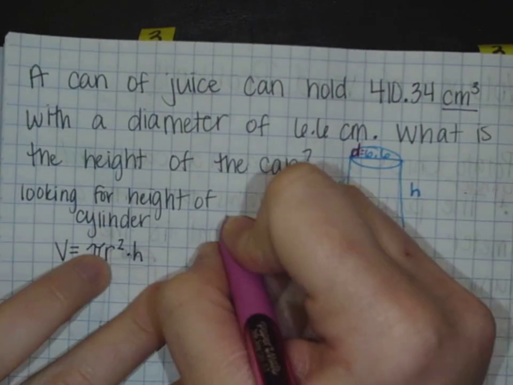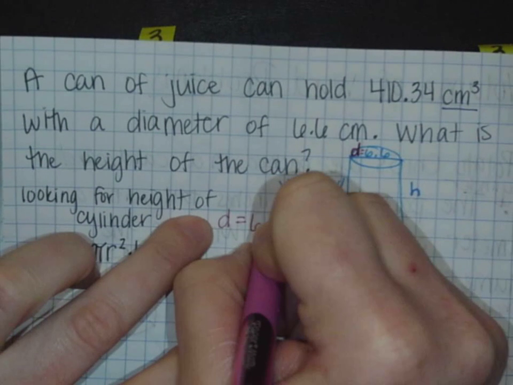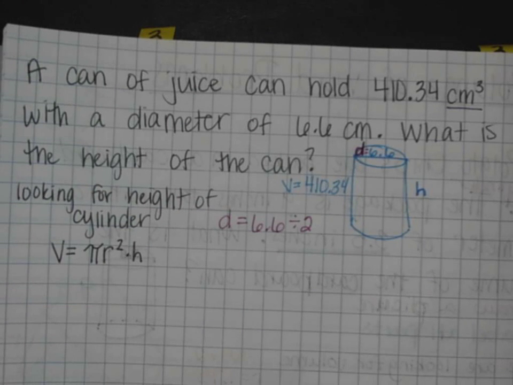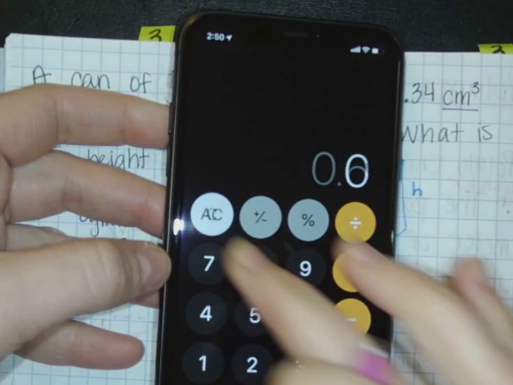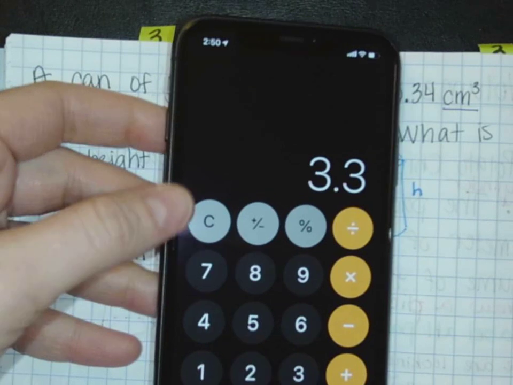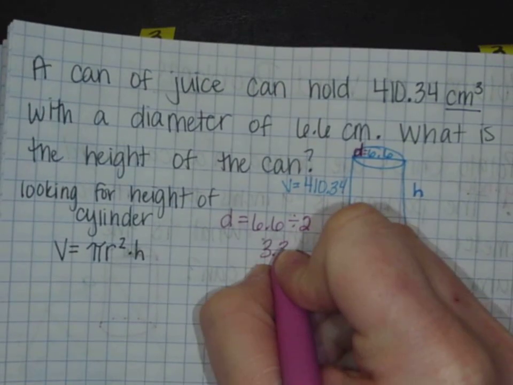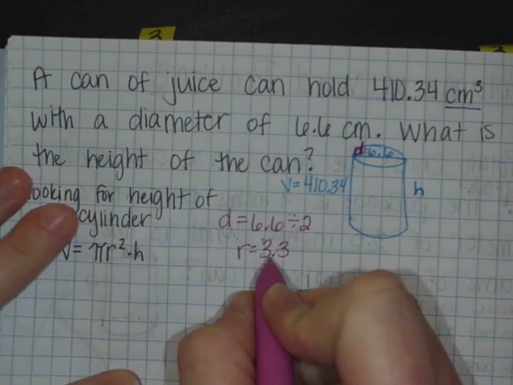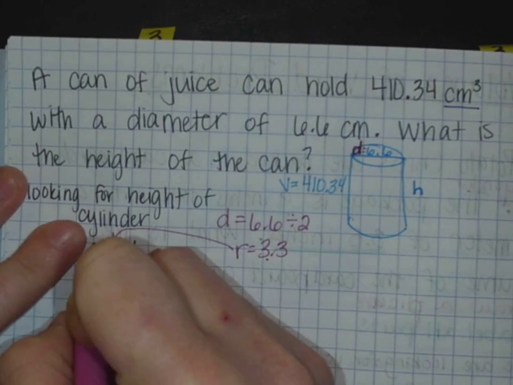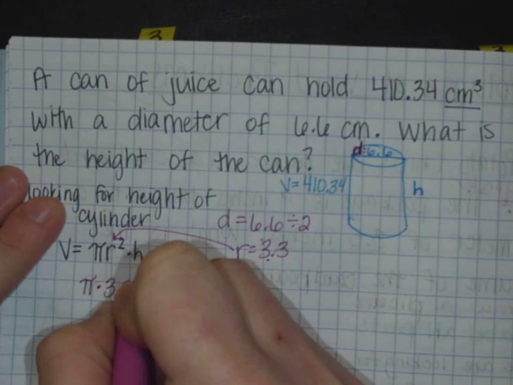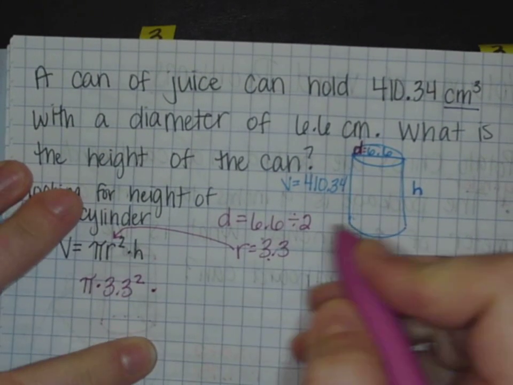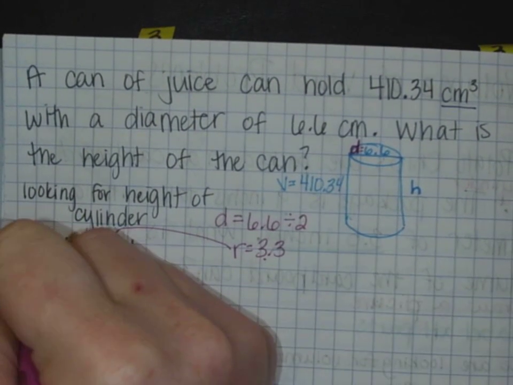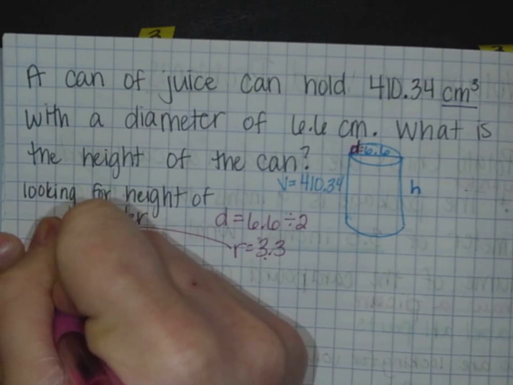Same thing. We have to take the diameter of 6.6 and divide it by 2 to get the radius. 6.6 divided by 2 is 3.3. So 3.3 is our radius. So plug that in now. So pi times 3.3 squared times our height. We don't know the height, so we're going to leave it as h, but we do know our volume. So 410.34.